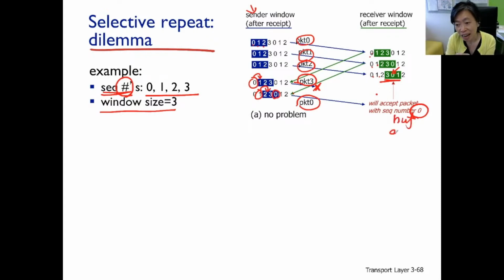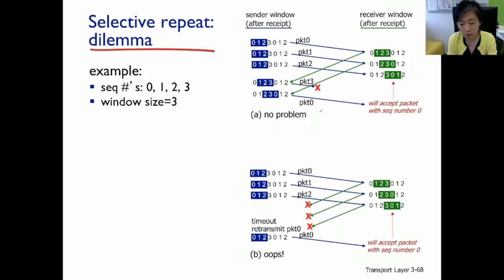And an ACK of 0 being sent back to the sender, isn't it? All right, so that seems to be fine. Yeah, this is the no problem case. Wait until you see the next one.